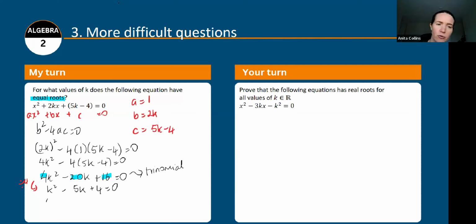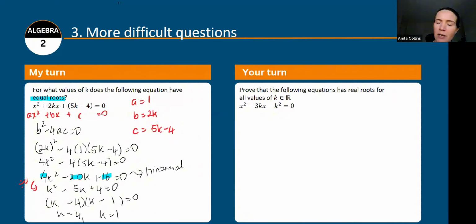Now, I'm not going to go through all the steps for solving a 3-term quadratic. You can go back to Algebra 1 to learn how to do that. K and K, 4 and 1, and I believe it's minus 4 minus 1. So k is equal to 4, or k is equal to 1.